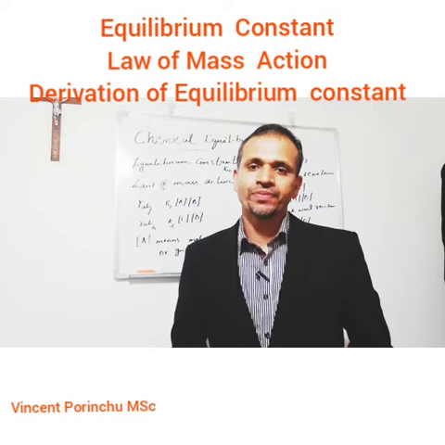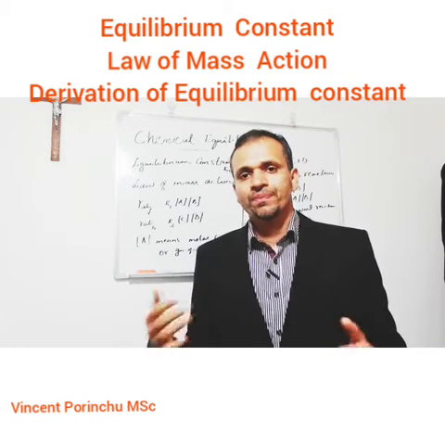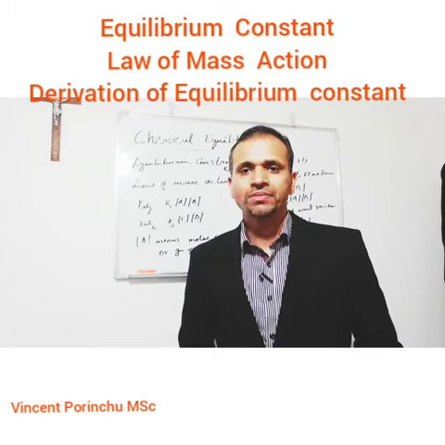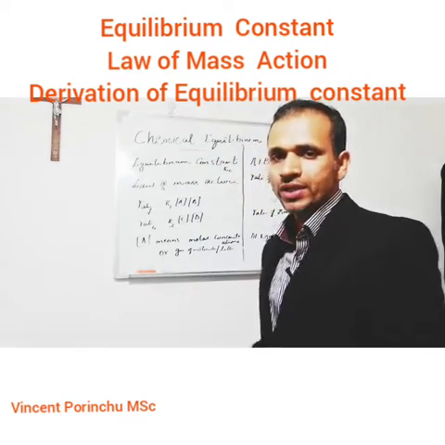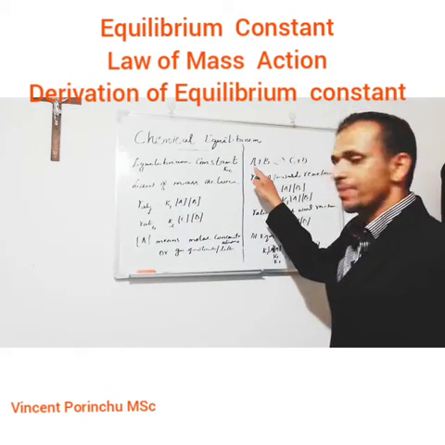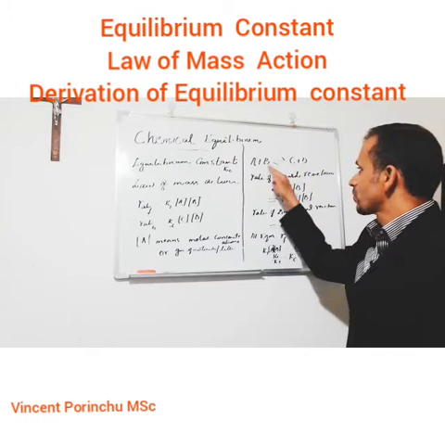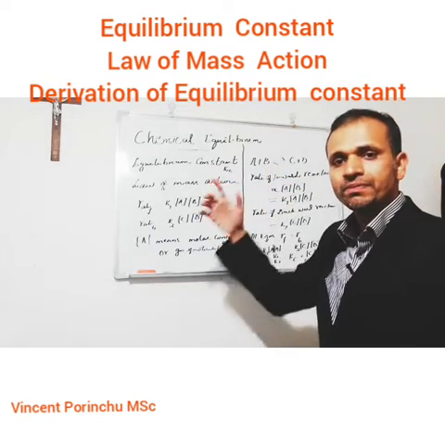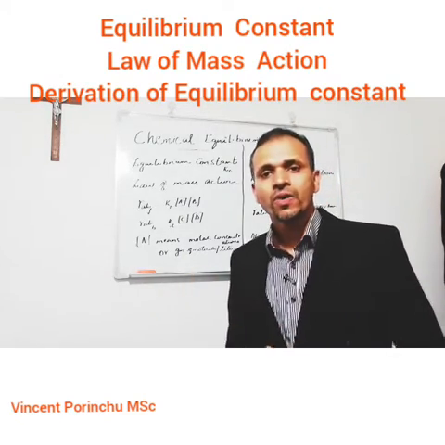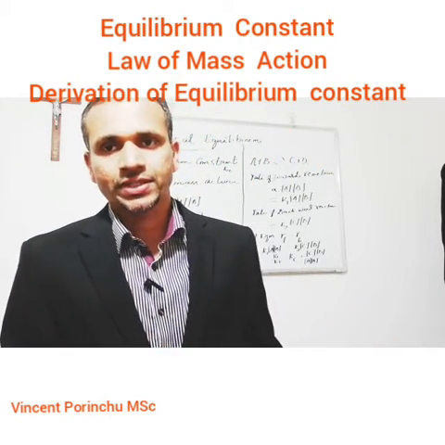Today we are going to discuss the equilibrium constant. So when we define an equilibrium constant for a general reversible chemical equation like A plus B gives C plus D, it's reversible. That means reactants can be converted into products and products can be converted into reactants.